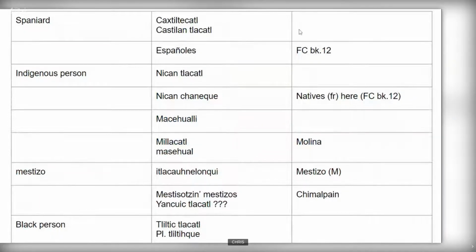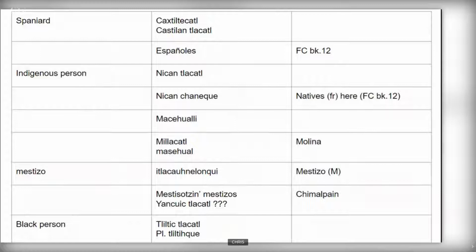So here are some terms for ethnic markers that more or less were created in colonial times. Obviously, the Spaniards, one, Castiltecat, Castilan-Tlacat. Those would be the Nahuatl ways of referencing Spanish, which slowly that term also fell out of disfavor and was replaced by Españoles.